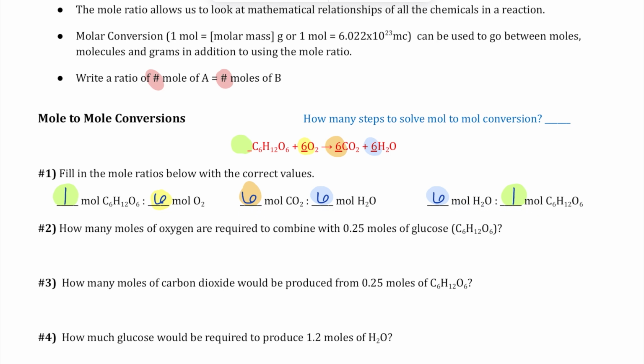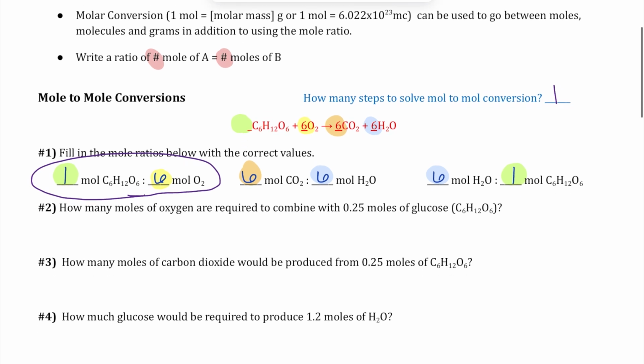Let's say now we want to look at how many moles of oxygen are required to combine with 0.25 moles of glucose. If we know how much glucose we have, we want to look at how much oxygen is required to use up all of that glucose in the reaction. That mole-to-mole conversion is going to be a one-step molar conversion because we're going to be able to use that moles of glucose to moles of oxygen ratio as our one conversion factor.